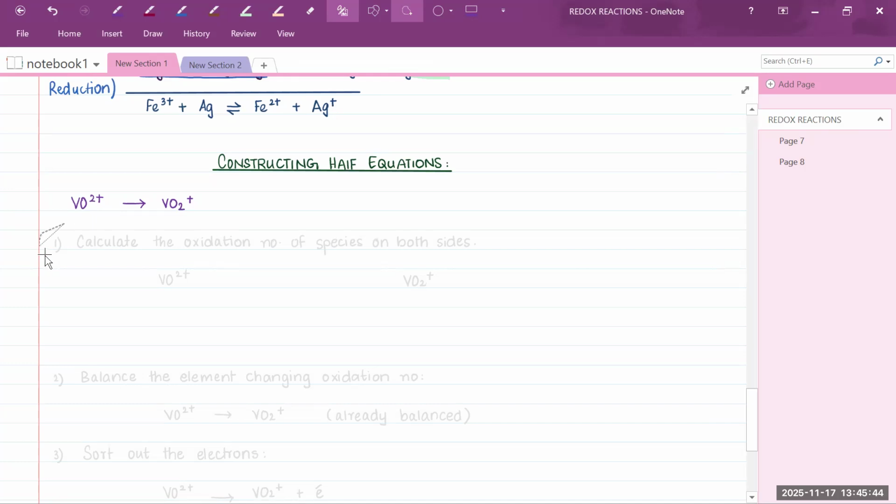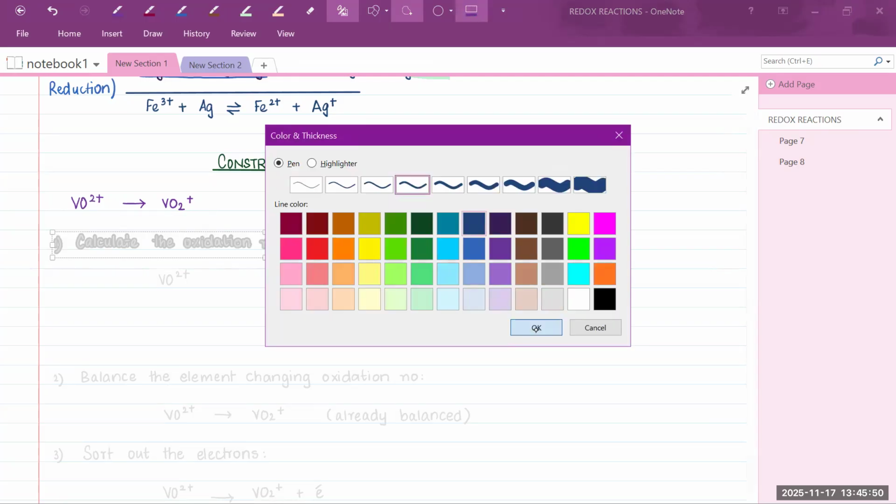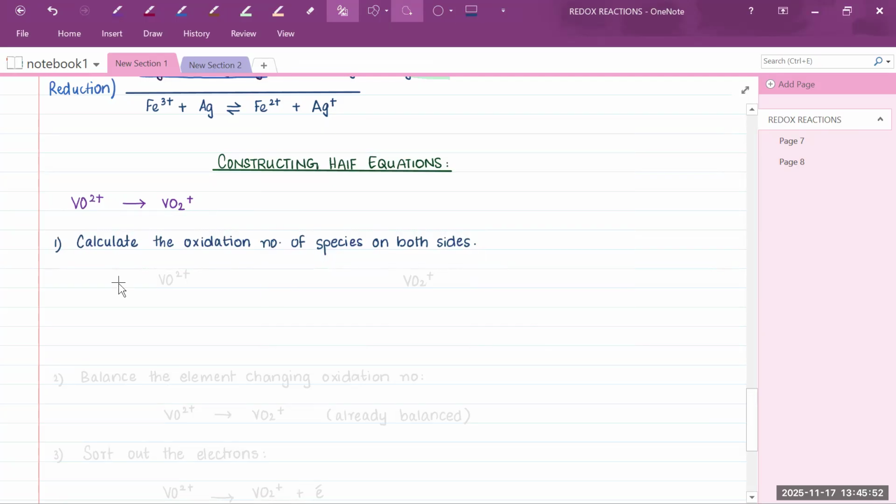Let's start. The first thing we'll have to do is calculate the oxidation number of both these species. And please open your eyes and see that these two species are different. The 2 and the plus are placed differently.